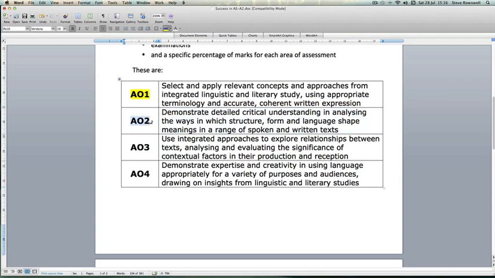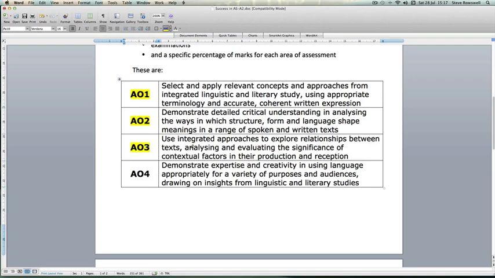AO2. This shows your ability to analyse, to say how and why a specific type of writing has been done, what the author's intentions were, and also look in more depth at form, language and structure of a text and say how they're working, often comparing them, which again brings us on to AO3.